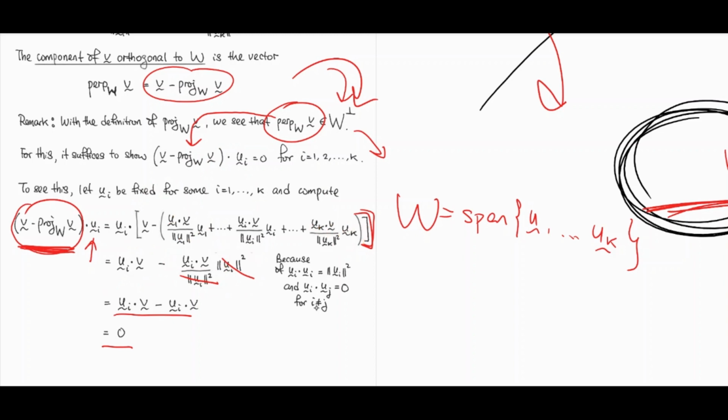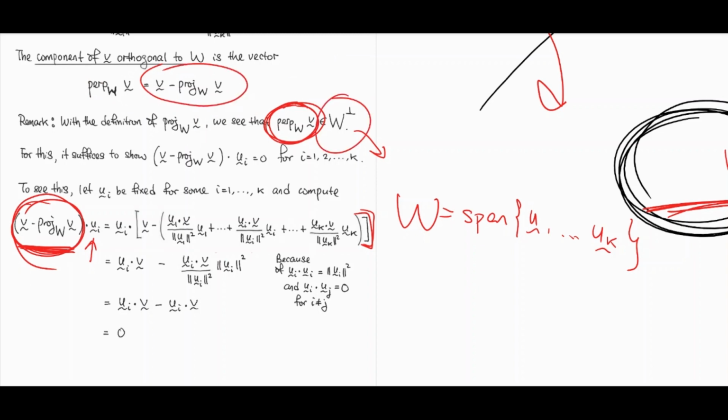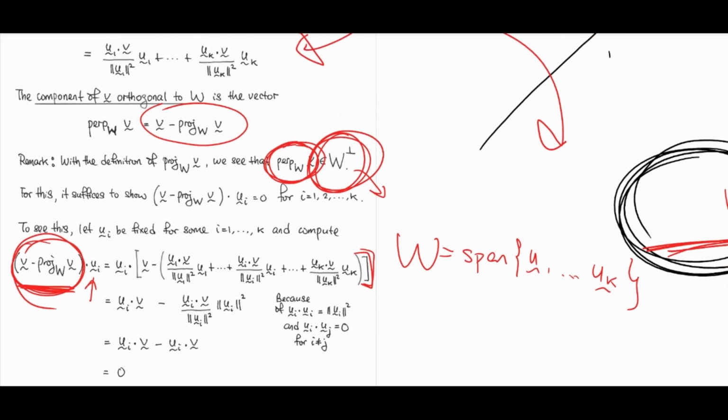So by picking an orthogonal basis, immediately we can see that this particular component, which is V minus the projection, is definitely in the orthogonal complement of W. Remember that, because we are going to use that in a little bit. It's not very difficult to see that this is actually in W perp.